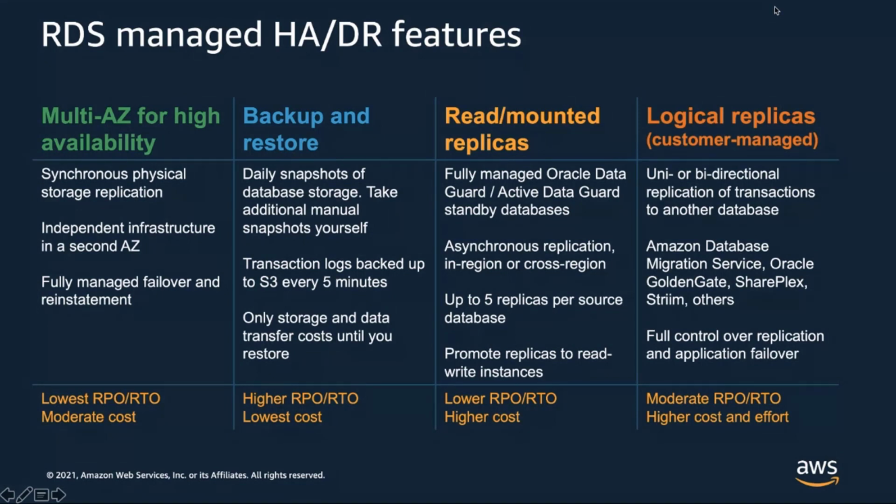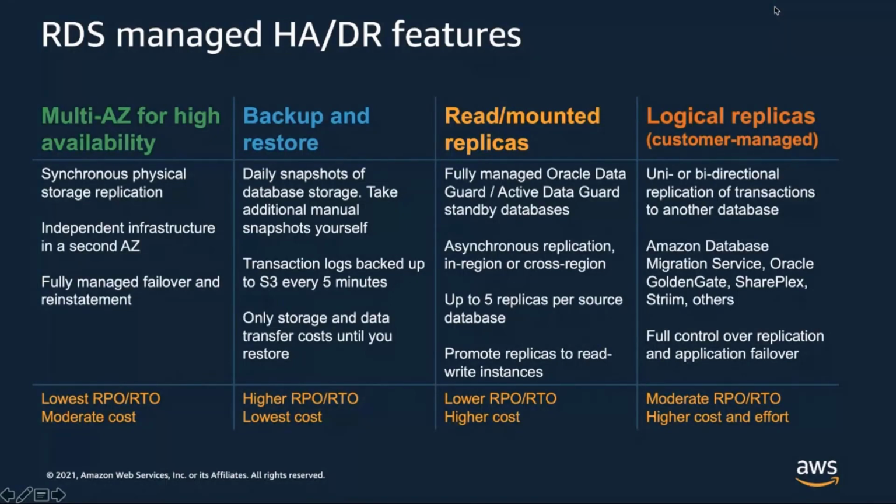With backup and restore, you only pay for the storage and data transfer costs until you actually perform a restore. And with RDS, backup costs are included up to the allocated storage of your instance. So for example, if you've created an instance with 1 terabyte of storage, 1 terabyte of backups is automatically included for free. In terms of RPO and RTO, these have higher values because restoring from a backup generally involves more data loss, and the time it takes to restore from backup is generally longer. It has the lowest cost because, again, there's no cost except the storage and data transfer until you actually perform a restore.